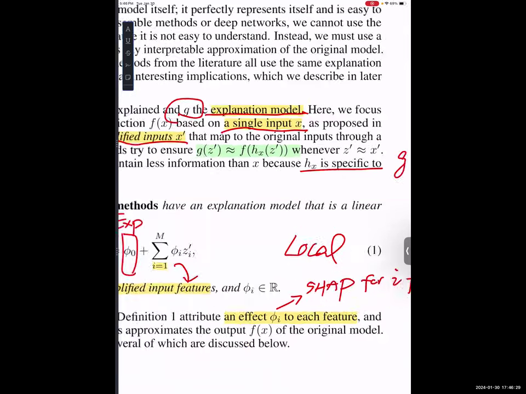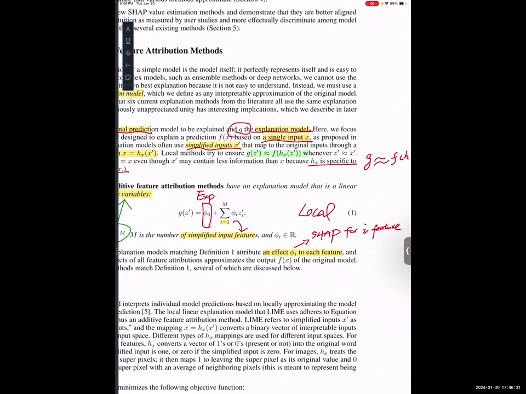So yeah. Dr. Chin, there's a question in the chat. There's a question in the chat, sorry. If there exists a model g(z prime) that approximates f(x), why don't we use the g(z prime) model for the final prediction?